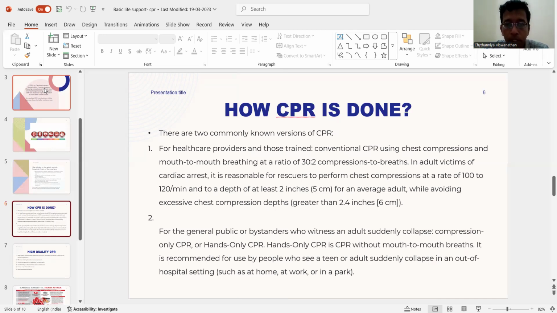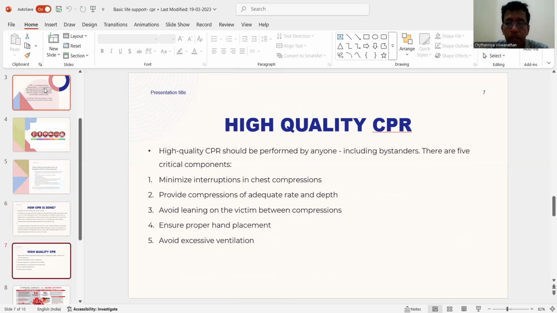For the general public or a bystander who witnesses an adult suddenly collapse, compression-only CPR, or hand-only compressions without mouth-to-mouth breaths, is recommended for people who see a teen or adult suddenly collapse outside of hospital settings. High quality CPR should be performed by anyone, including a bystander.